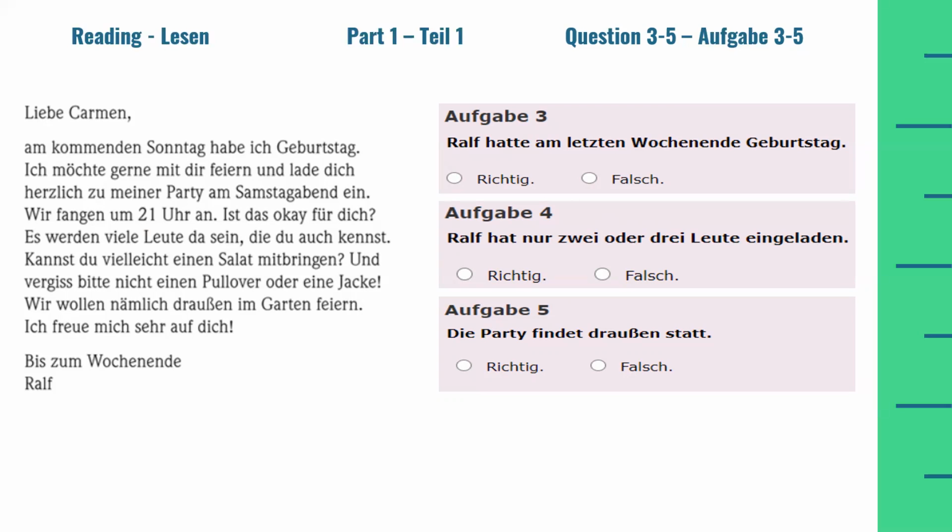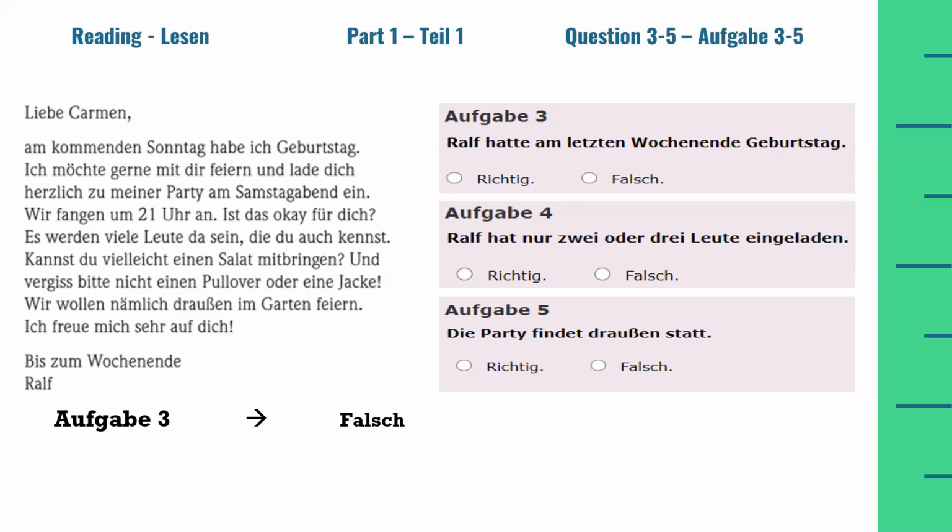Now, if we look at the first line of the letter, it clearly says that am kommenden Sonntag habe ich Geburtstag, which means on the coming weekend or on the coming Sunday, I have birthday, which is opposite of what the statement says. Therefore, this statement is wrong. Let's move to the question number 4 and see what is the statement.